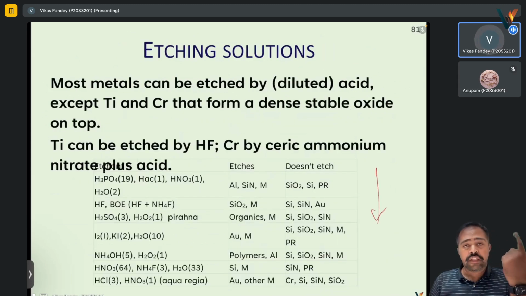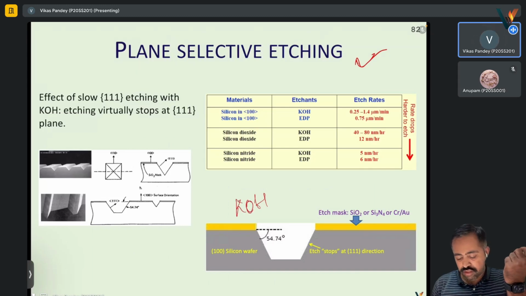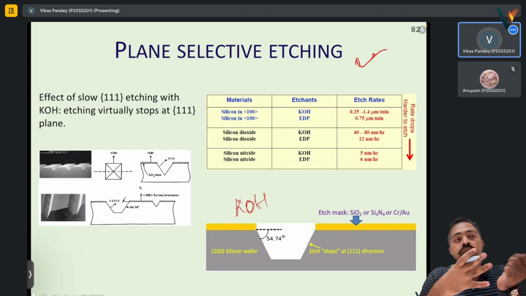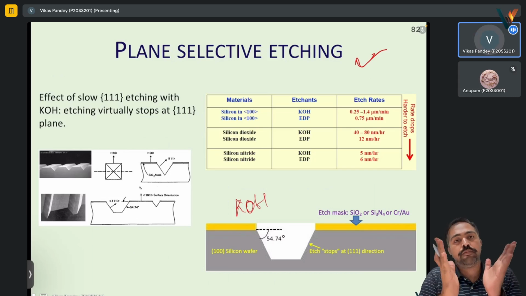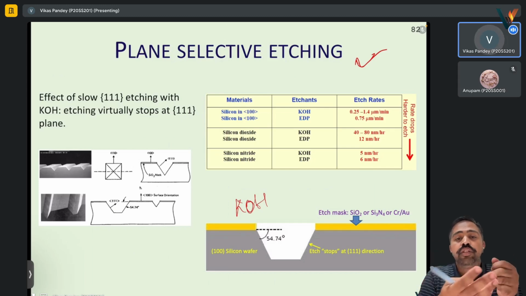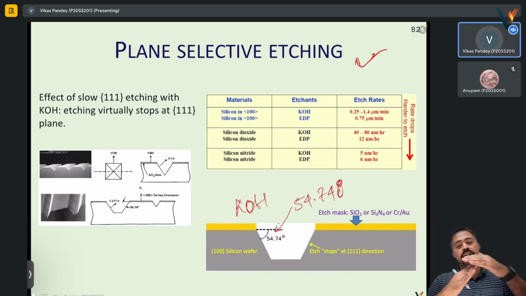Then there is another way, plane selective etching, where the etching stops itself, like KOH or TMAH. In this case, due to the atomic structure, they are selective towards some plane of the silicon and stop at some specific plane, specific angle. Like KOH has etch selectivity towards the 100 plane, whereas when it encounters the 111 plane, it stops, and the angle between these planes is 54.74 degrees. It will stop at that angle, so such a structure will automatically form. We don't have to worry about it.